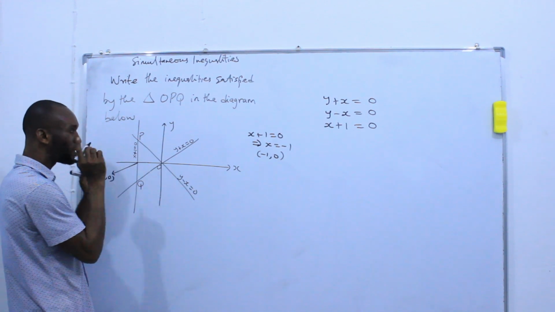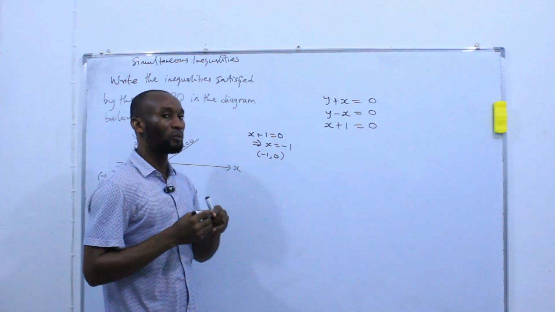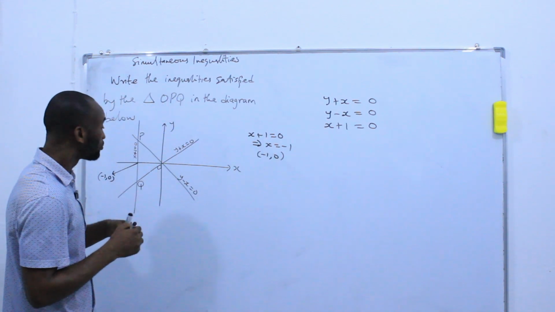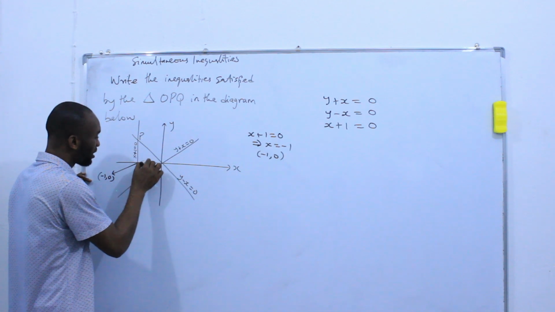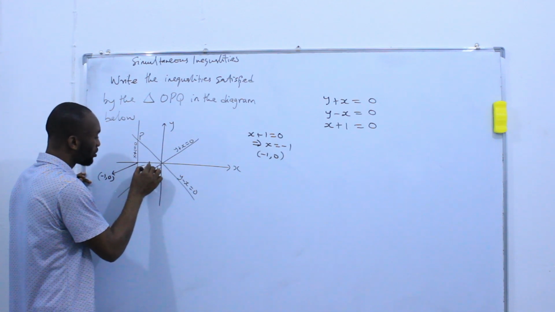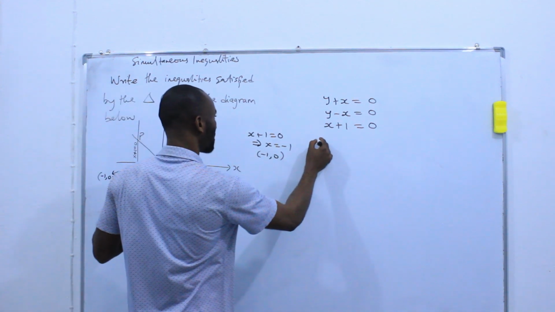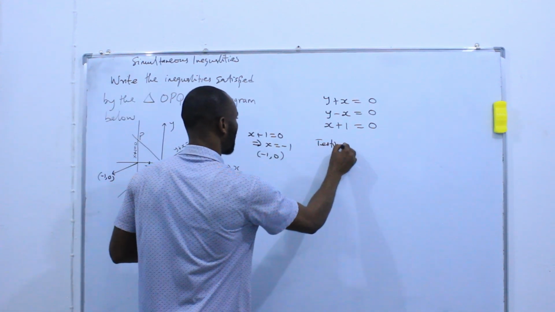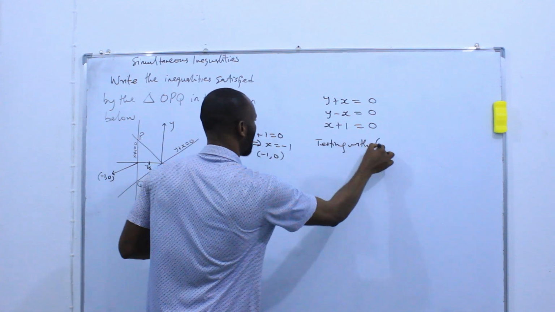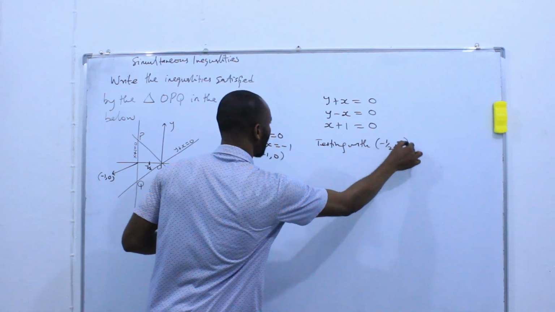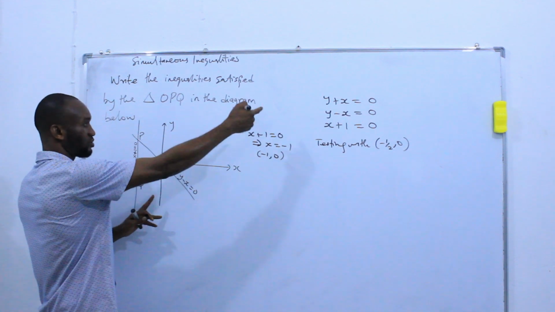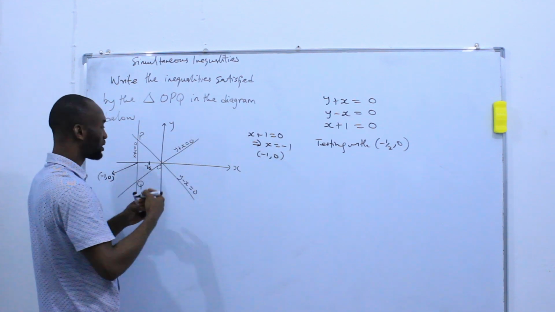So let us pick a point to test this region. I'm going to pick the center, which is minus half. So I'm picking that point as testing, with minus half, 0. I'm testing these three equations with that point.